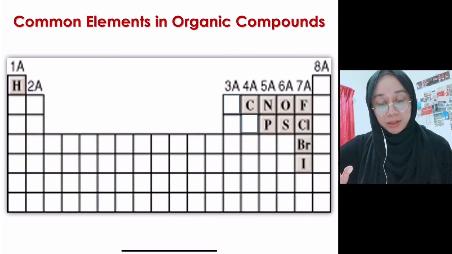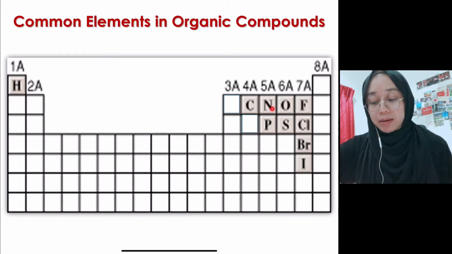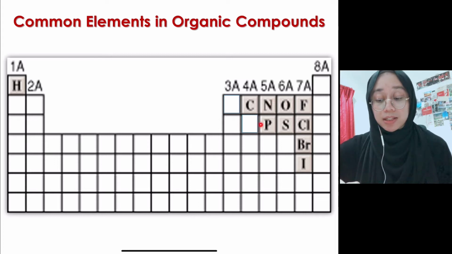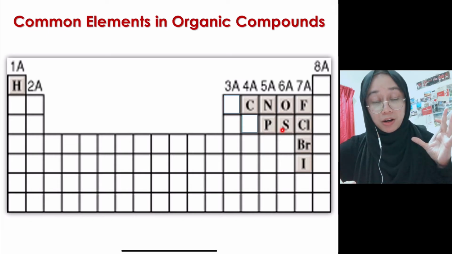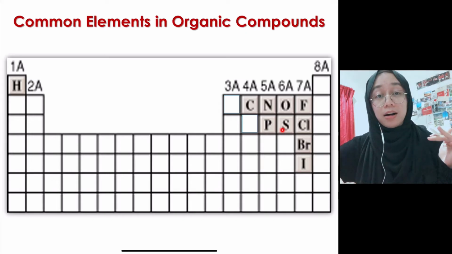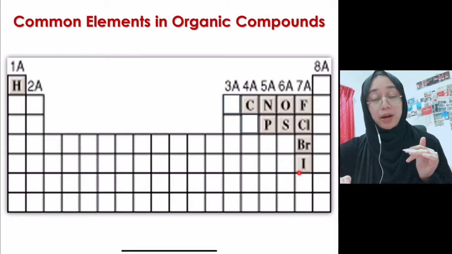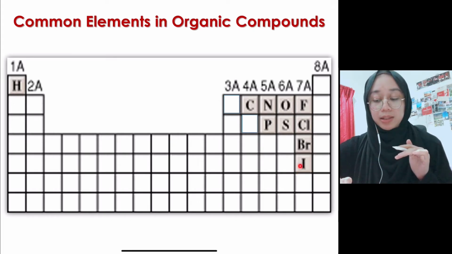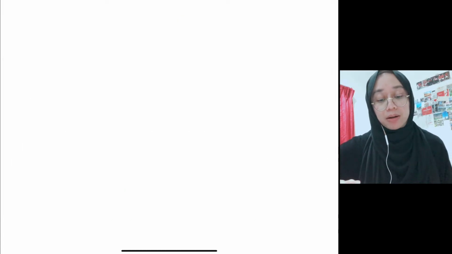So the common elements in organic compound, of course lain daripada carbon itself and also hydrogen. Elemen-elemen lain macam nitrogen, oxygen, phosphorus and sulfur, kalau dia ada dalam compound tersebut yang ada carbon dengan hydrogen tadi, so it is still considered sebagai organic compound. Okay, there are the common elements yang akan ada juga dalam organic compound, and also halogens: fluorine, chlorine, bromine, iodine. These elements here are also among the common elements yang ada dalam organic compounds.